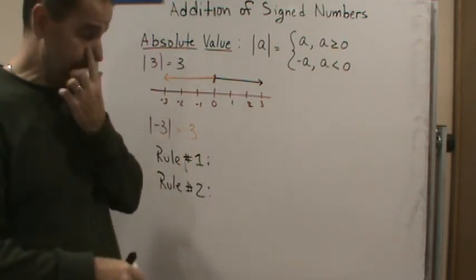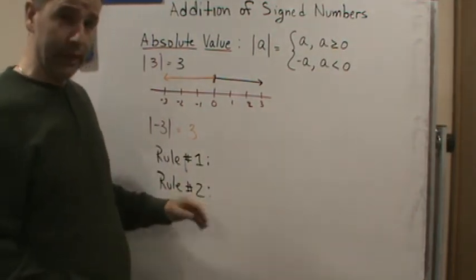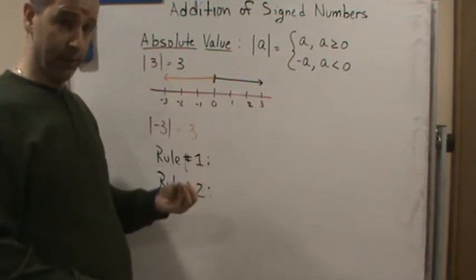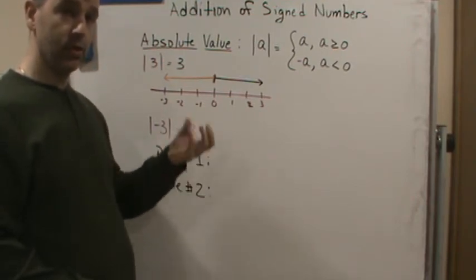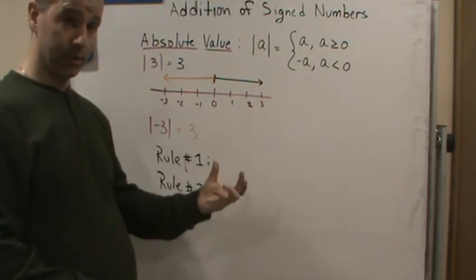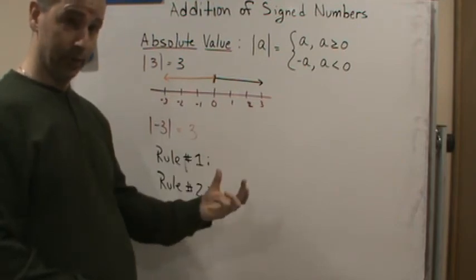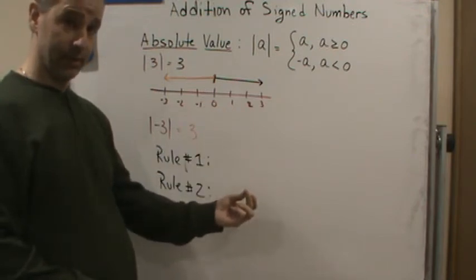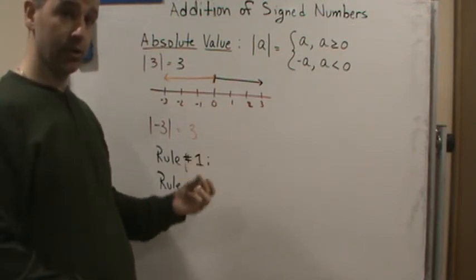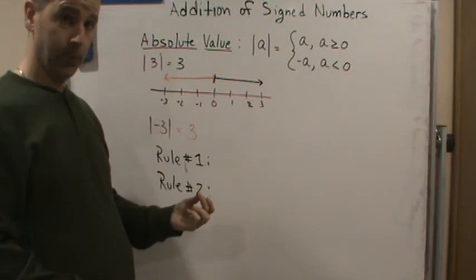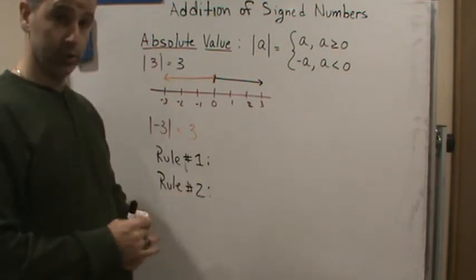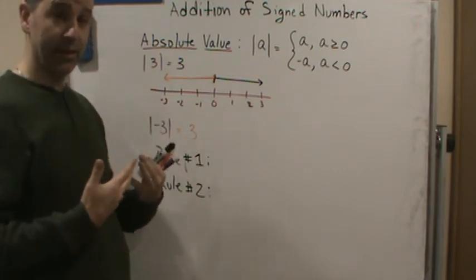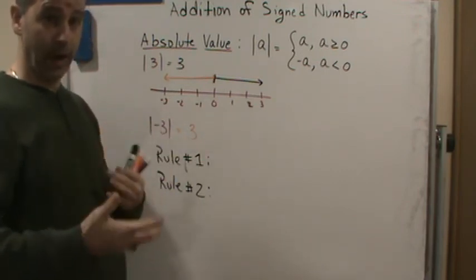Okay, so let me say that again. For rule number 2, if the signs of the numbers you're adding are different, then what you do is you subtract the two numbers in absolute value. And then whatever that difference is, you give it the sign of the larger number. Okay? So those are the two rules. And that will help you add signed numbers quickly if you follow those rules.